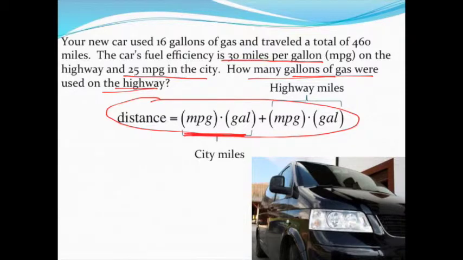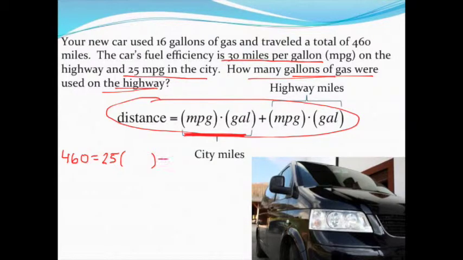You're going to see where we possibly run into an issue with this two variable idea. The total distance we travel, we know from the problem, is 460 miles. Let's start with the city part of the problem. Our city fuel efficiency, we see from the problem, is 25 miles per gallon. Now I don't know how many gallons of gas I used just in the city, so I'm going to leave a blank space right there for now.